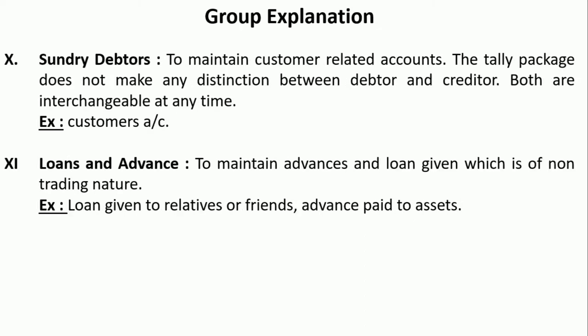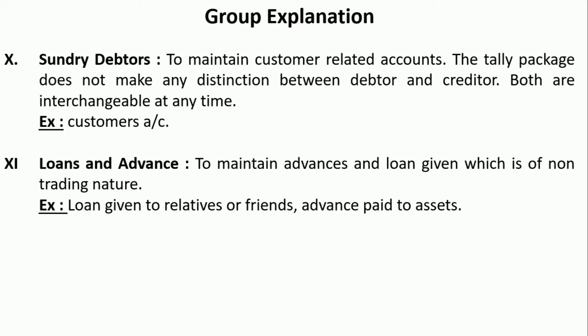Next, third subgroup is sundry debtors. To maintain customer related accounts. That means if you are doing purchase sales business and you are selling some items to customers, those customers' accounts we can take under sundry debtor. And remember, Tally package does not make any distinction between debtor and creditor. Both are interchangeable at any time.